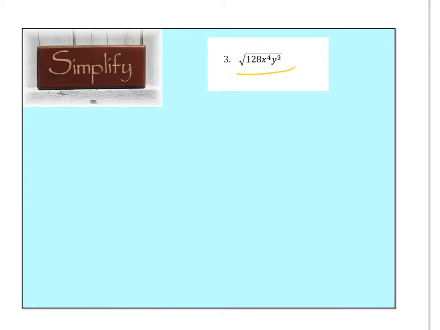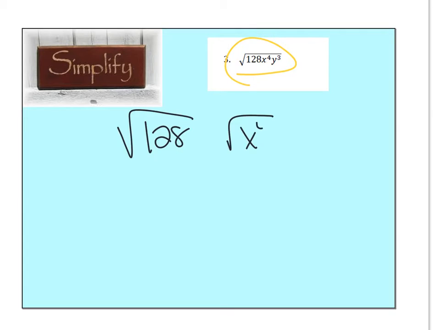Now for this one, when I look at ones with variables involved, I like to break it apart. So I'll deal with 128, I'll deal with x to the 4th, and I'll deal with y to the 3rd. I'll deal with them separately, and then I'll put together what's on the outside, and I'll put together what's underneath.